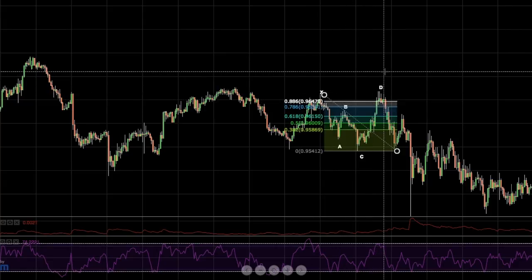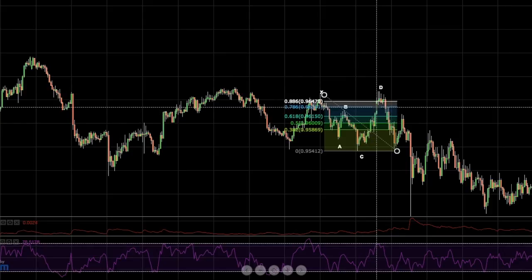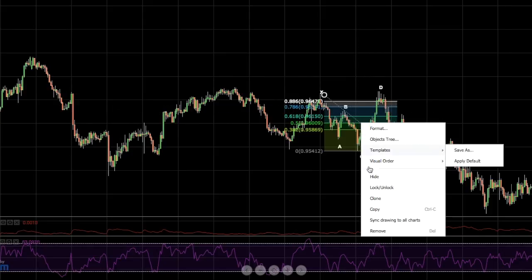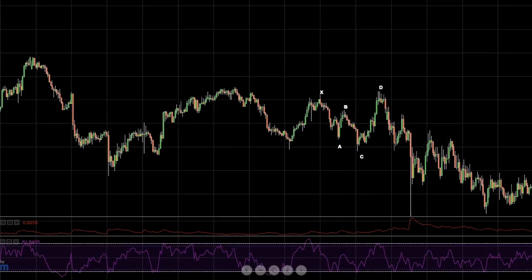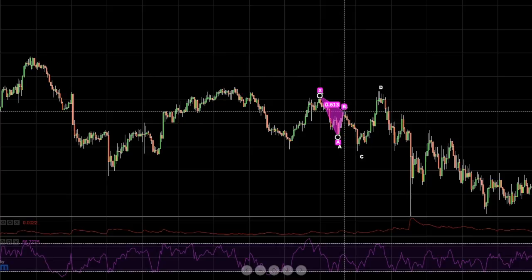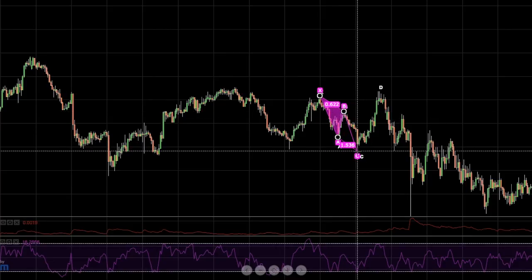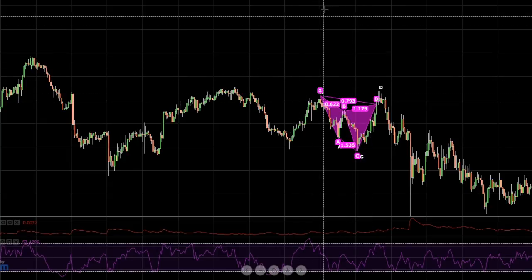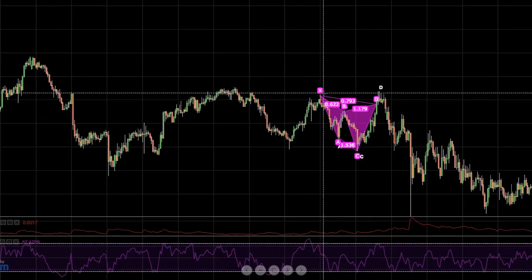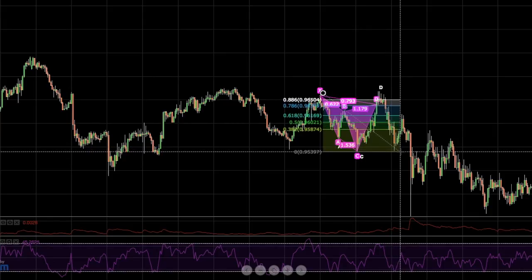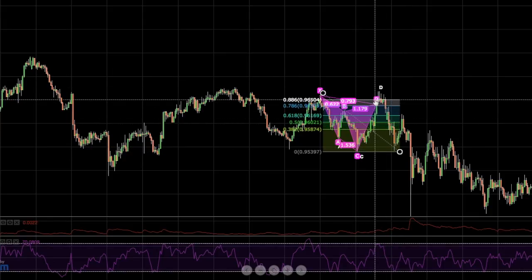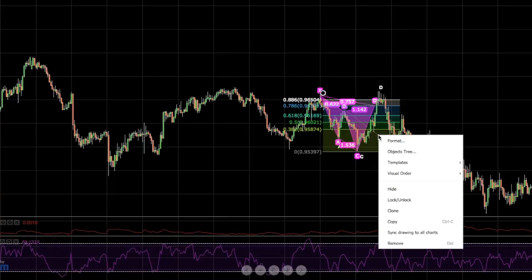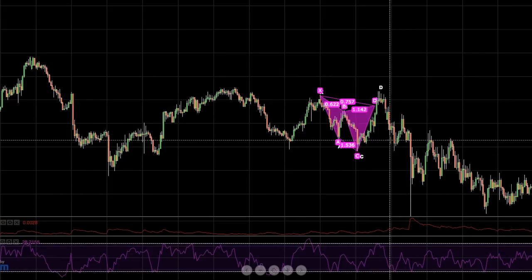So let's draw this thing in. As you can see, the pattern completes right here. So this would look something like this. X to A, A to B, B to C, and C to D, right? We can put in the Fibonacci once more just to be sure. I will come right down here. So this is the pattern.